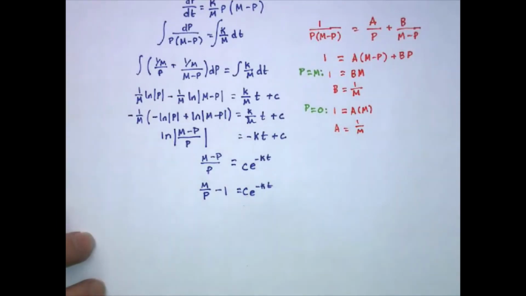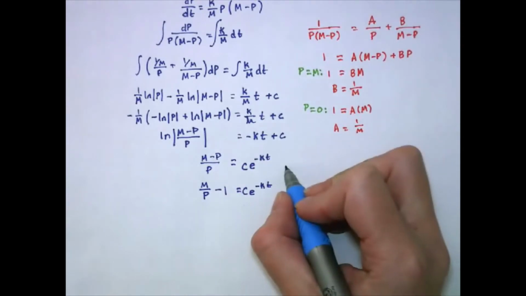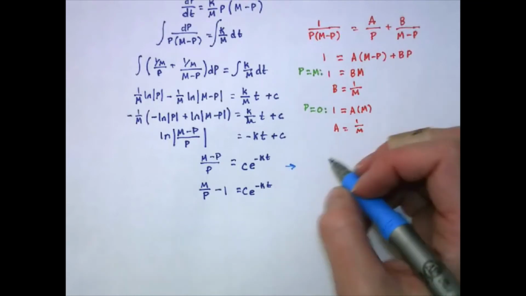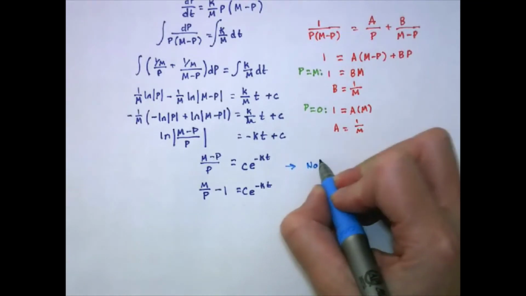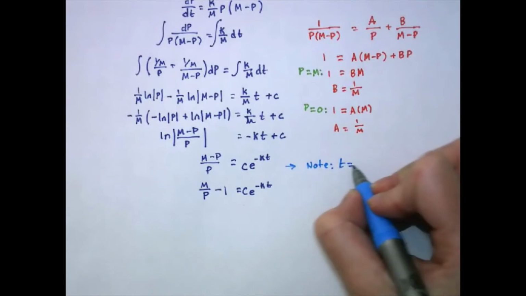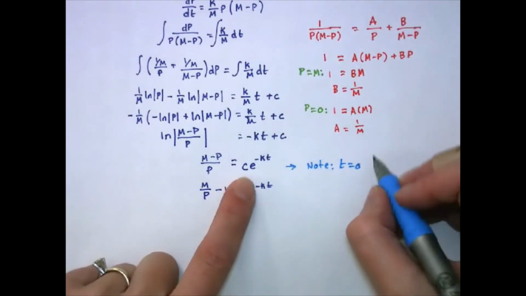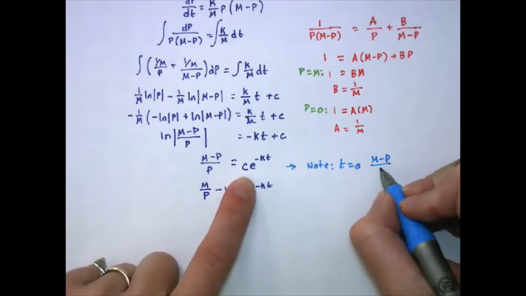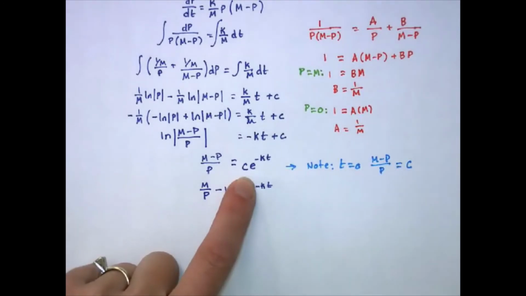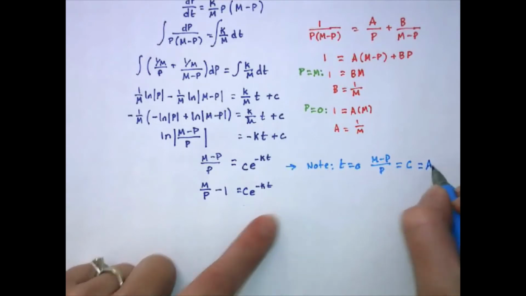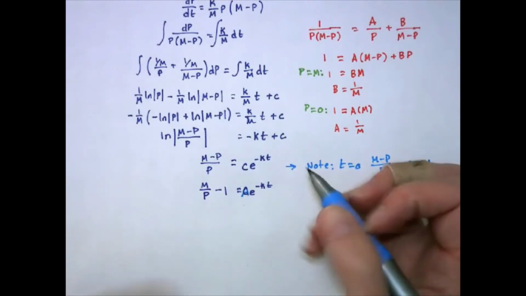Actually, let me go back up a step here. Okay. In this step here, or really this step here, when t equals 0, if I make this t equals 0, then (M minus P) over P is going to equal C. Okay, because we're going to eventually need to solve for C. So this is actually my initial condition, and we're going to call that A. So I'm going to make that an A.